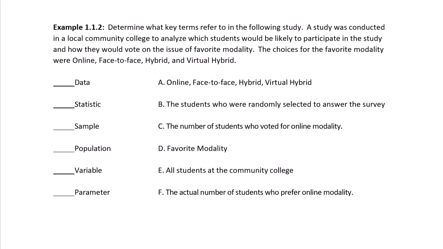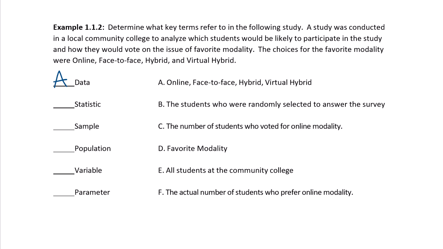So we want to do some matching here, key terms and pieces of the following study. A study was conducted at a community college, and students were asked to vote on the issue of favorite modality. How do they like to take a class? The choices were online, face-to-face, hybrid, and virtual hybrid. A is online, face-to-face, hybrid, and virtual hybrid. Those were all of our options for that variable. So that's going to be our data.